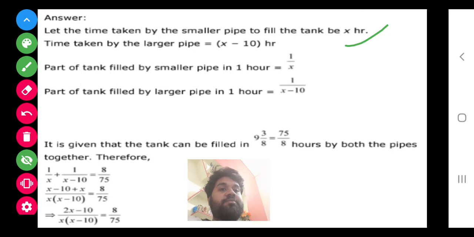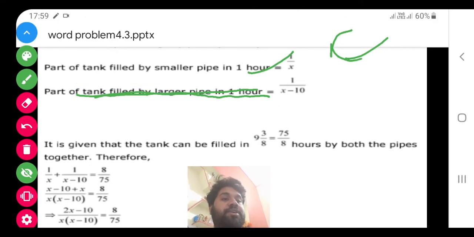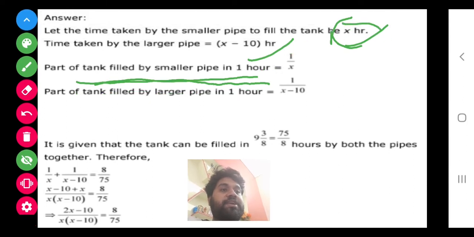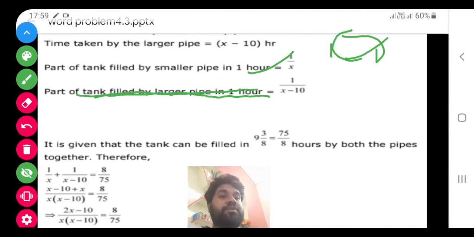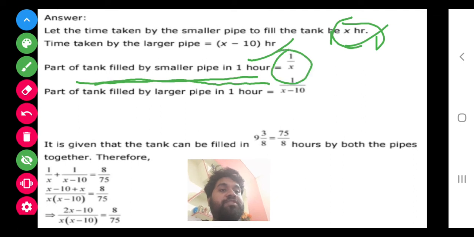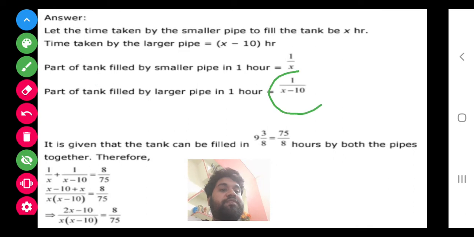Then the time taken by the large tap will be this much. So the part of the tank, this is quite a different question, the part of the tank filled by the small pipe: this is the whole time taken, this is the complete time taken, and we have to find out in 1 hour how much it will fill. So it will be 1 upon x. Similarly for the large one, it will be 1 upon x minus 10. Now together they can fill.